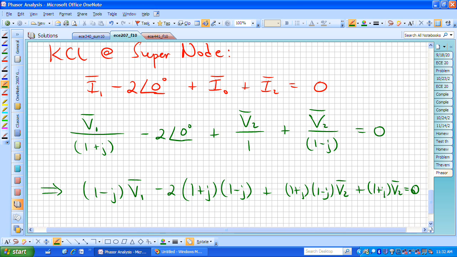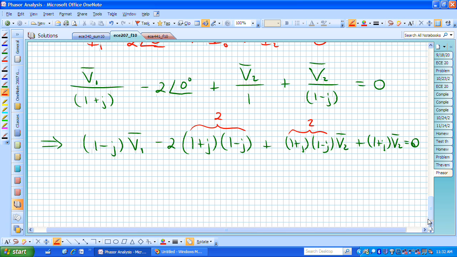Now we have just one equation, and that will clean up rather nicely by the choices of our frequency and capacitor and inductor. This is 1 plus j, 1 minus j. We have real part squared plus imaginary part squared. That's going to simplify to 2, as will this. And we can now say that we have, in terms of an expression, 1 minus j V1.